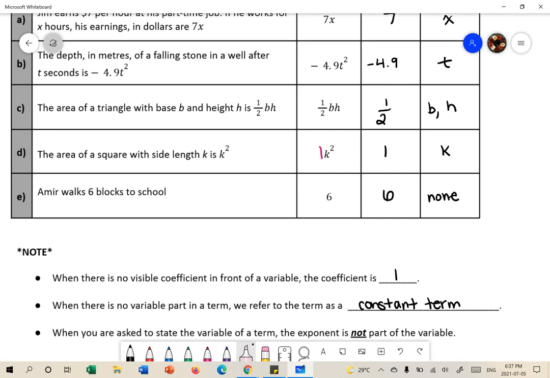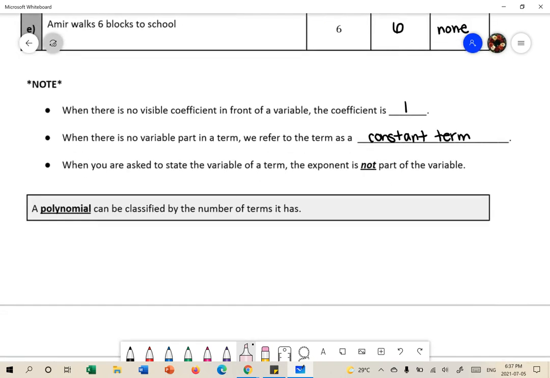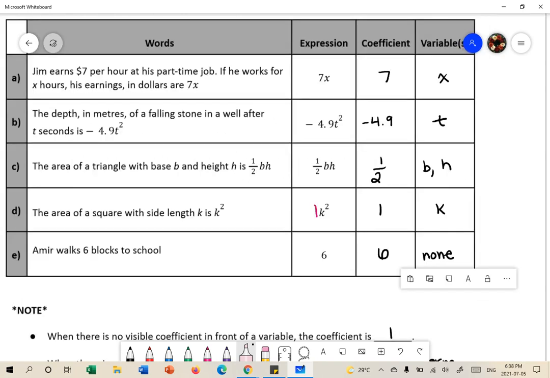For example, here, the term is just 6. So the coefficient is 6, but there is no variable attached to it. So instead of calling it coefficient 6, we actually just call it a constant. It does not have a variable attached to it. When you are asked to state the variable of a term, the exponent is not part of the variable. And we saw that in part B and in part D, where the variable was just t, not t squared. And here the variable was k, not k squared.